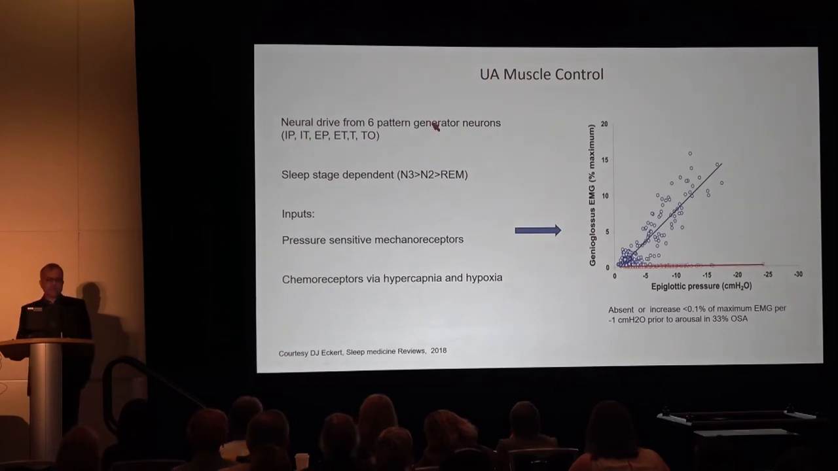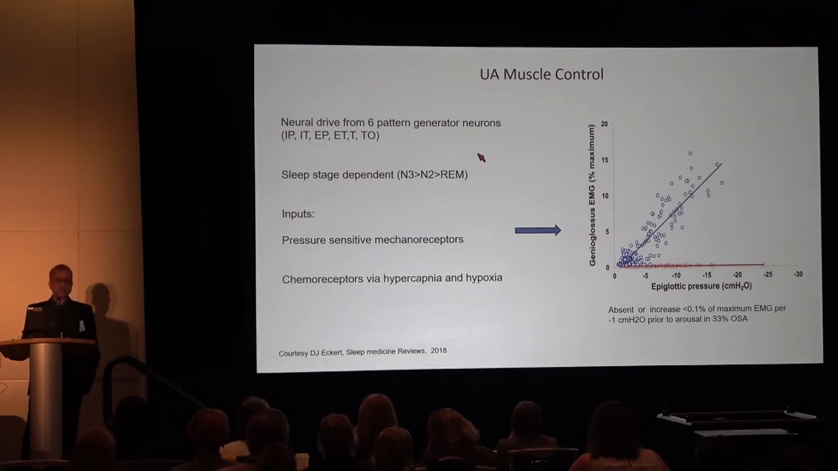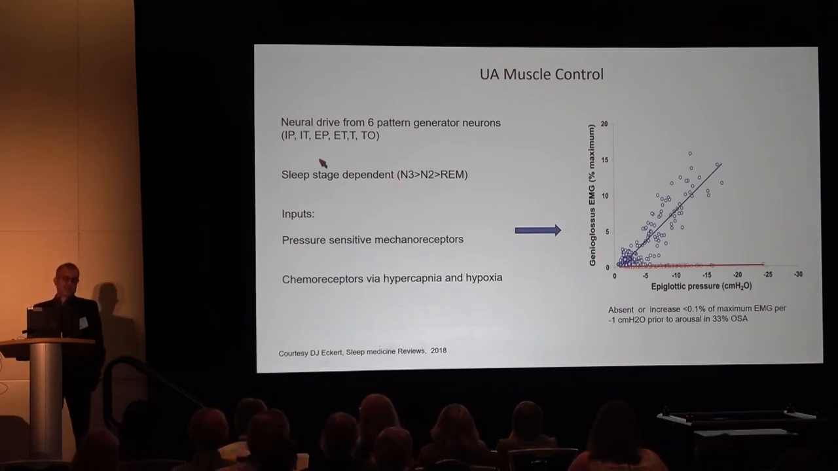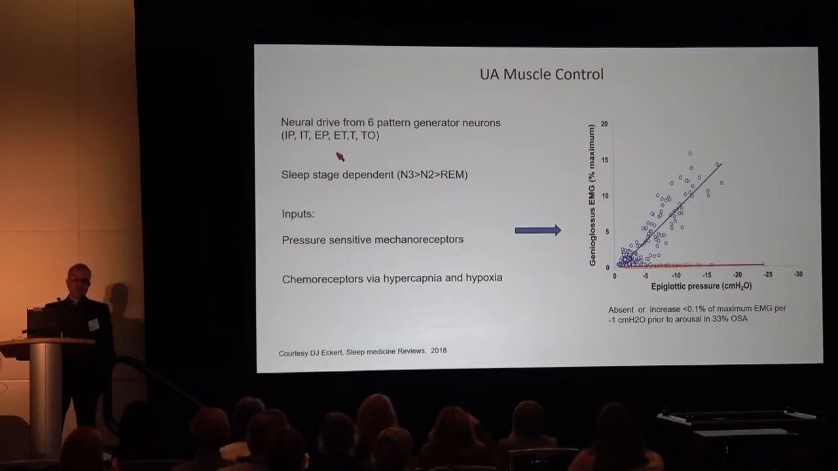Then let's talk about UA muscle control, upper airway muscle control. This comes from 3 areas. This is the neural drive from the pattern-generating neurons. The motor units are divided into inspiratory phasic, inspiratory tonic, expiratory phasic, and expiratory tonic. Expiratory phasic and tonic are at the anterior part of the tongue, and inspiratory are at the posterior part.